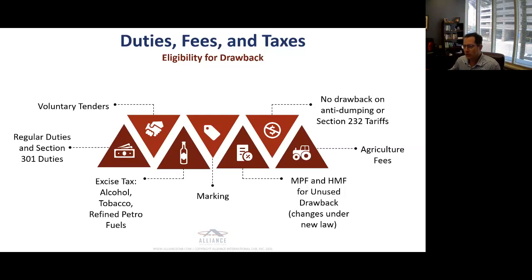Excise tax. There are certain products, tobacco, alcohol, refined petrochemical products that are subject to a federal excise tax. These excise taxes are available for refund via the drawback program.